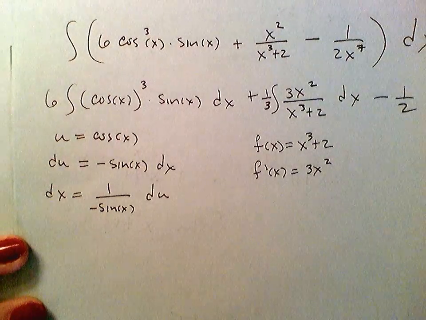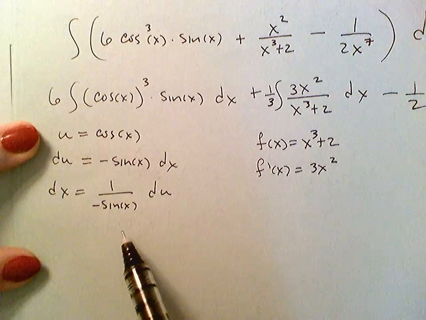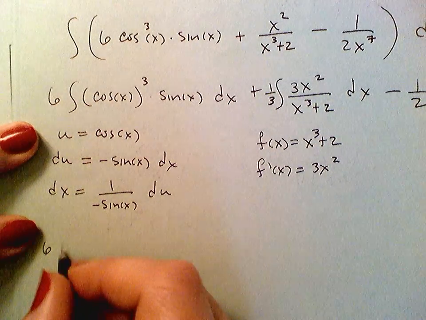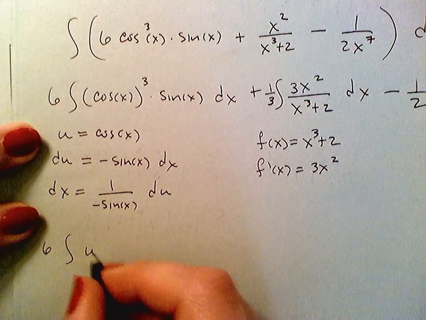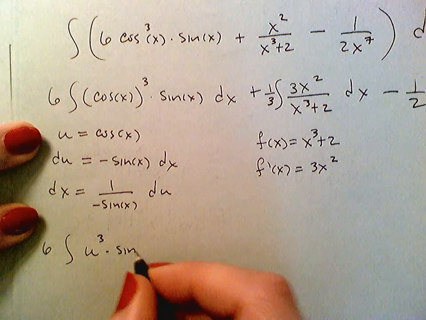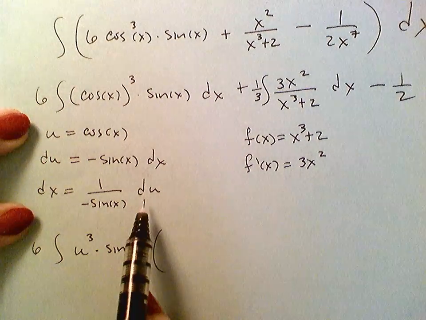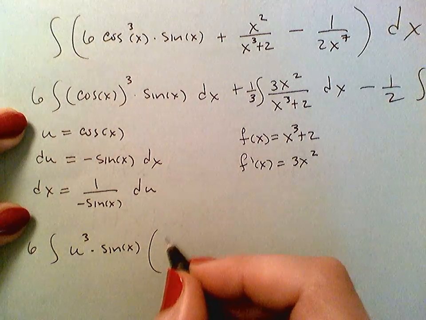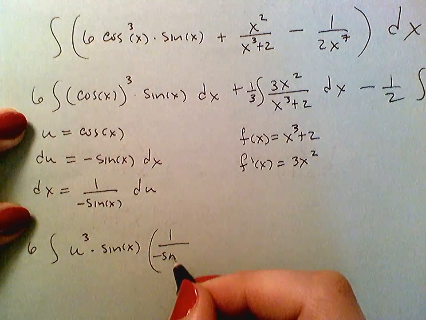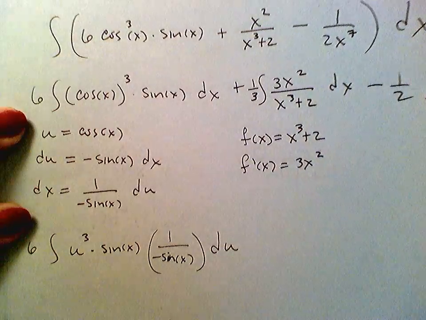Okay, so I'm going to move to the next line. And I'll do the u substitution here. So this is 6 times the antiderivative of cosine of x, that's what I let be u, to the third, times sine of x, times, now I'm plugging this in for dx. This is going where dx used to be. So I'm putting 1 over negative sine of x du.